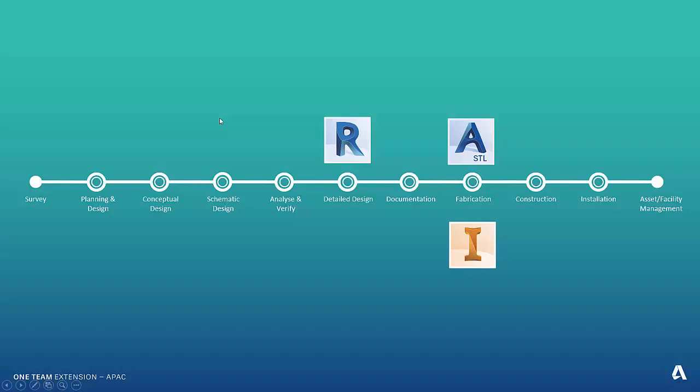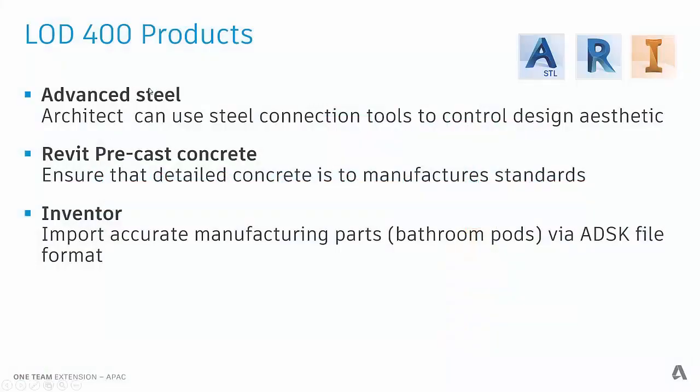So if we look at some of the tools that will enable us to provide LOD 400 or LOD 500 data, Advanced Steel. Advanced Steel is an application inside of the collections, and we're bringing across a number of Advanced Steel tools into Revit. We also have the new Revit Precast Concrete add-in tab, where you can start to detail concrete to manufacturer standards. And outside of the collections, we've got a connection with Inventor, where you can bring Inventor files through to Revit as an ADSK or an RFA file format.